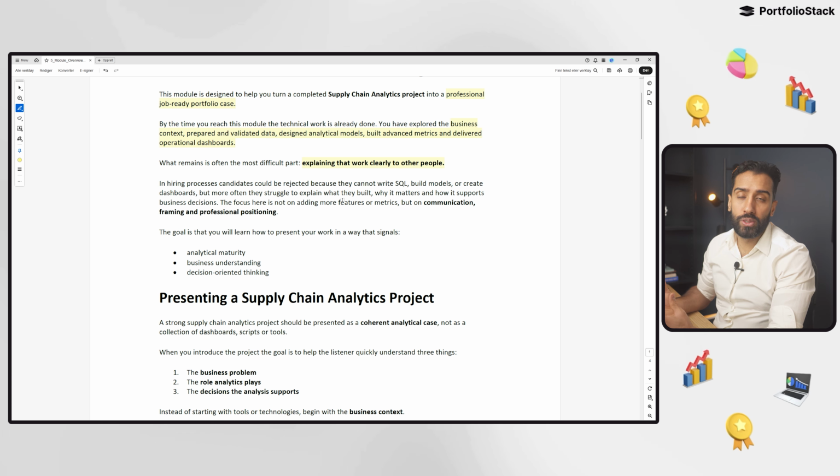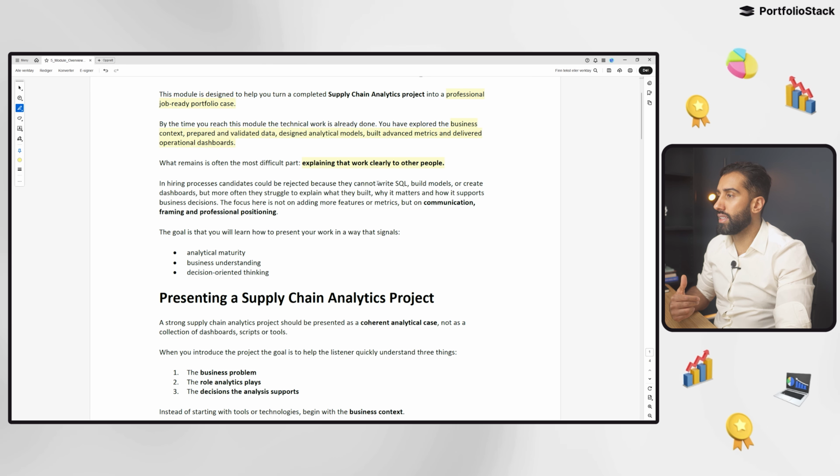And when you explain what we do to others, you just need to do it in a good, articulate way. And that's an important skill, both as a data professional, but also while you're trying to land a data-related job. In hiring processes, candidates could be rejected because they cannot write SQL, build models, or create dashboards, but more often they struggle to explain what they built.